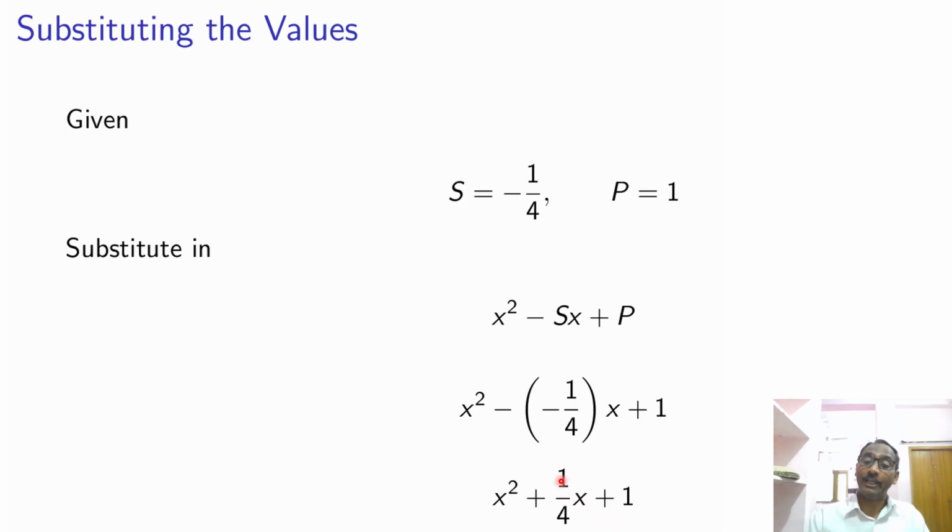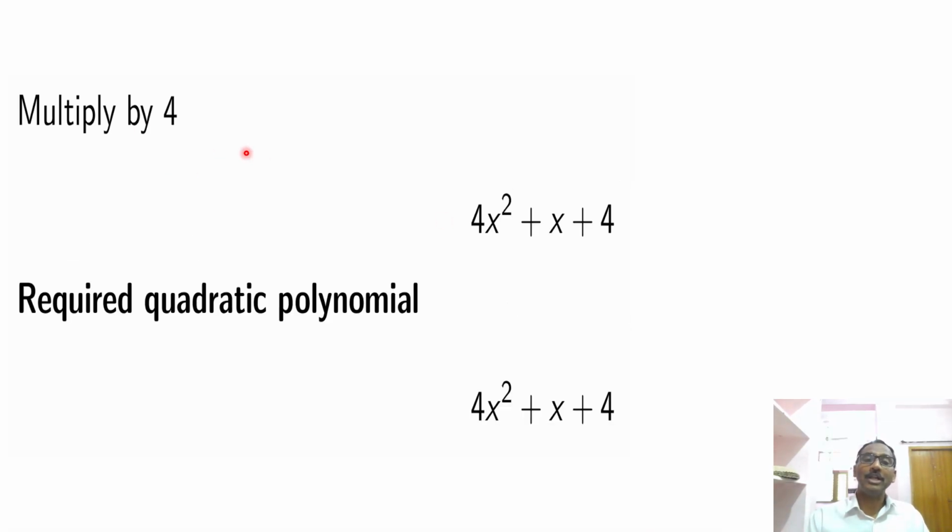If I want to get it in integral form, in the denominator you have 4, right? So you can multiply the whole polynomial by 4. You will get 4x square plus 4 into 1 by 4, so the 4 will be cancelled. You will get 1x plus 4 ones are 4. See here, multiplying by 4 we get 4x square plus x plus 4. What is the required quadratic polynomial? 4x square plus x plus 4.